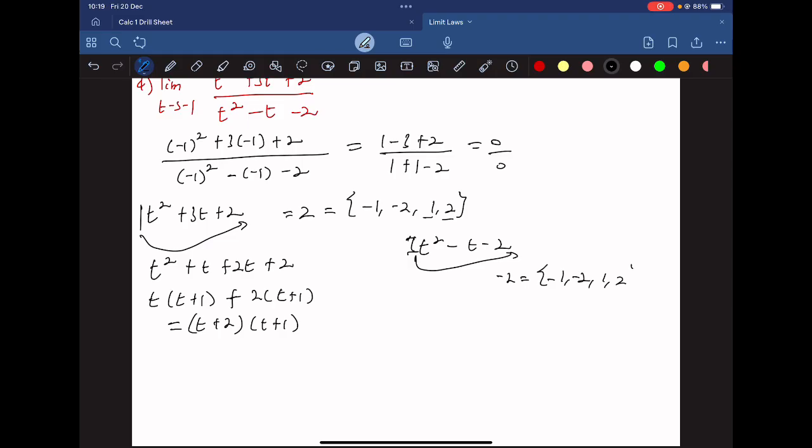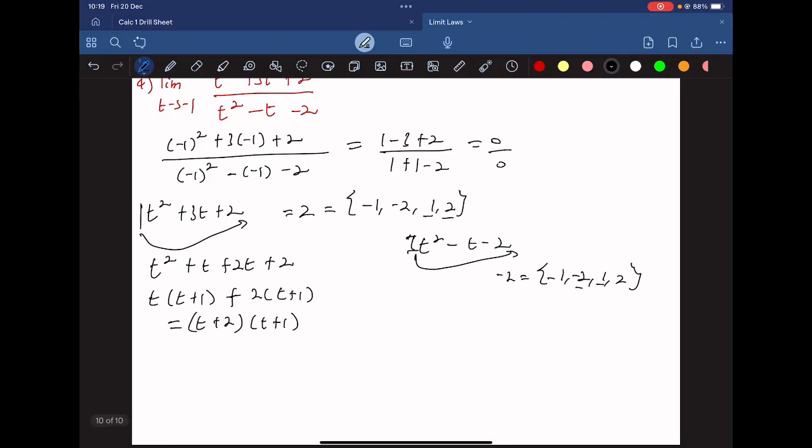So which 2 numbers do we have to select? Note that we can have 1 and negative 2, because if we add them, we have negative 1, and if we multiply, we have negative 2. So this is t squared plus t minus 2t minus 2.